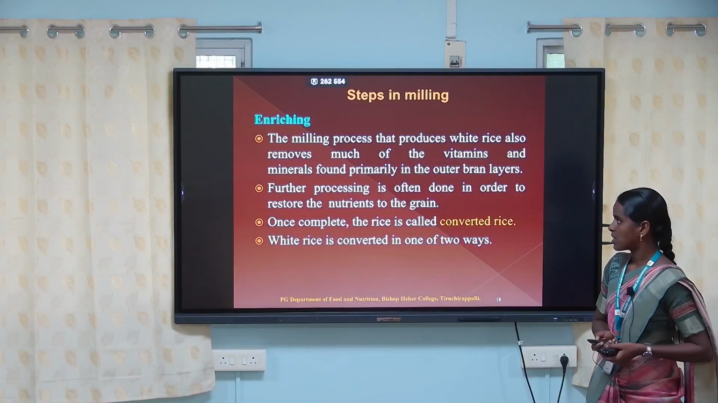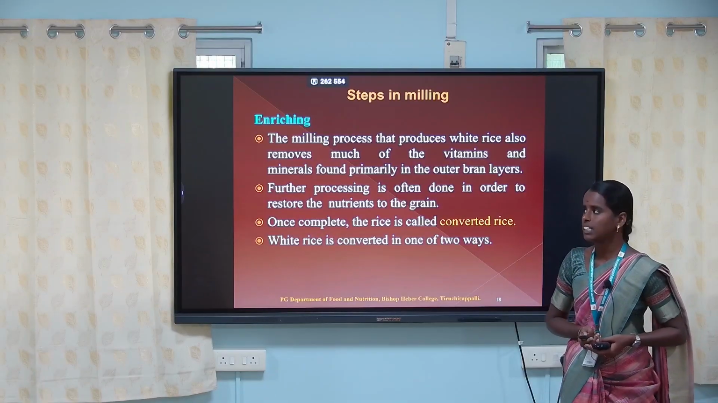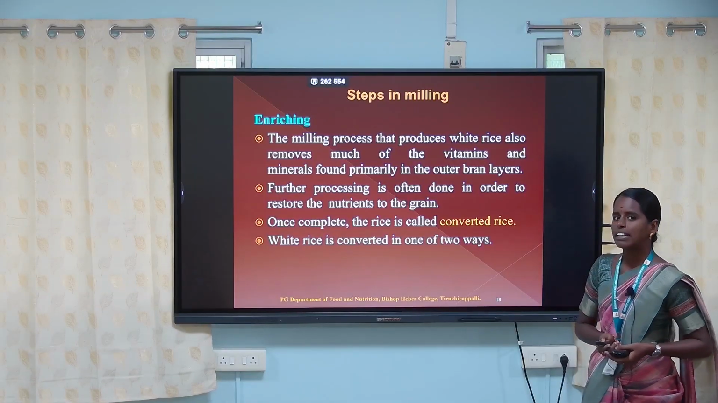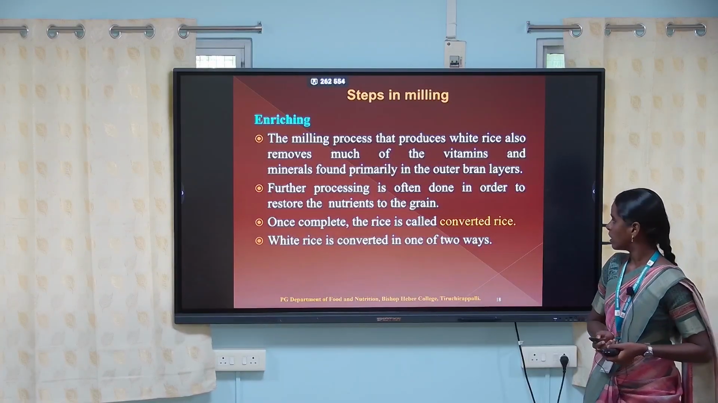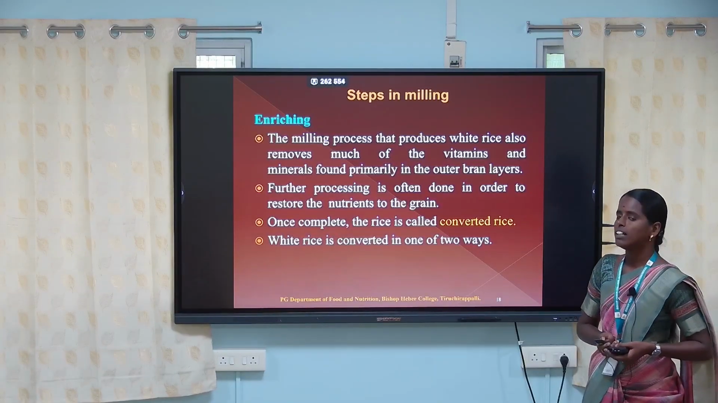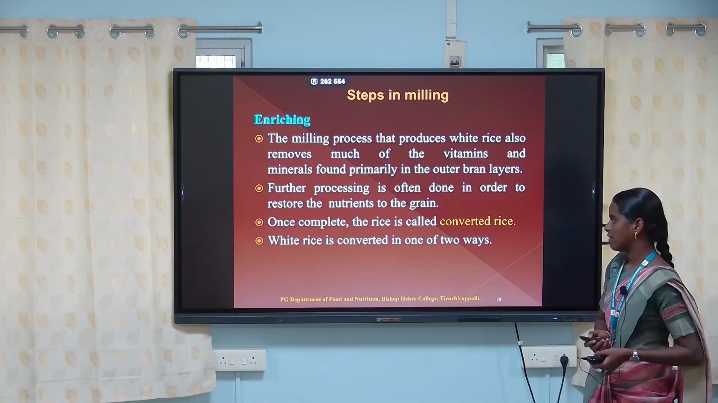The next step is enriching. The milling process that produces white rice also removes much of the vitamins and minerals, which are found primarily in the outer bran layers. Further processing is often done in order to restore the nutrients into the grains. Once complete, the rice is called converted rice.